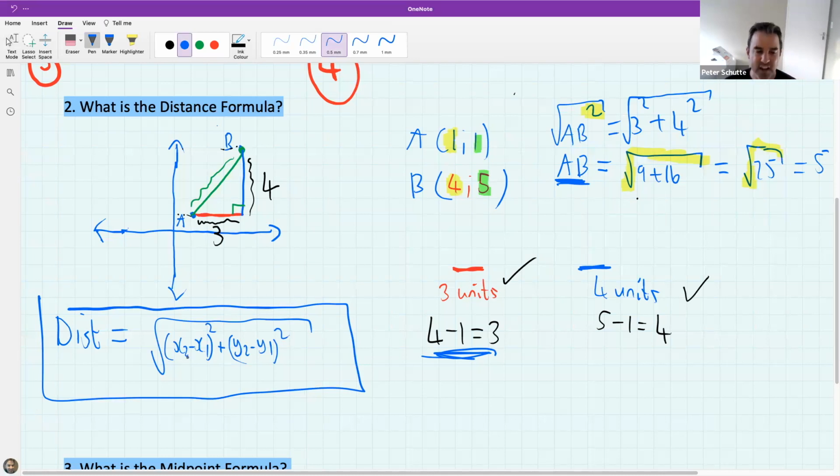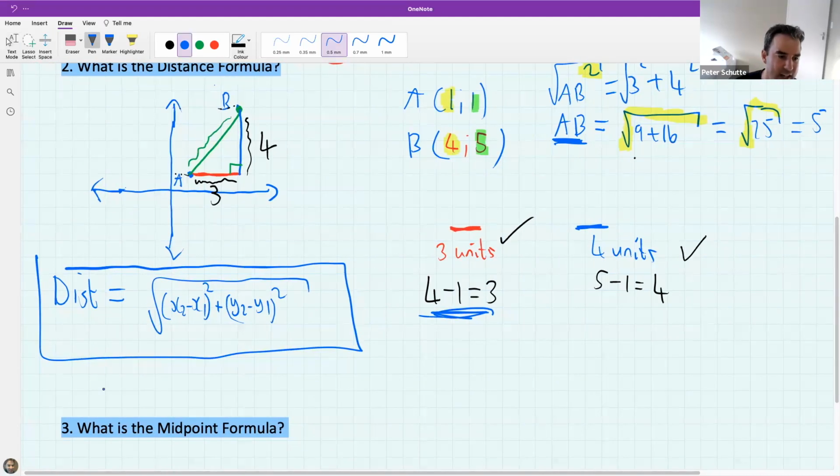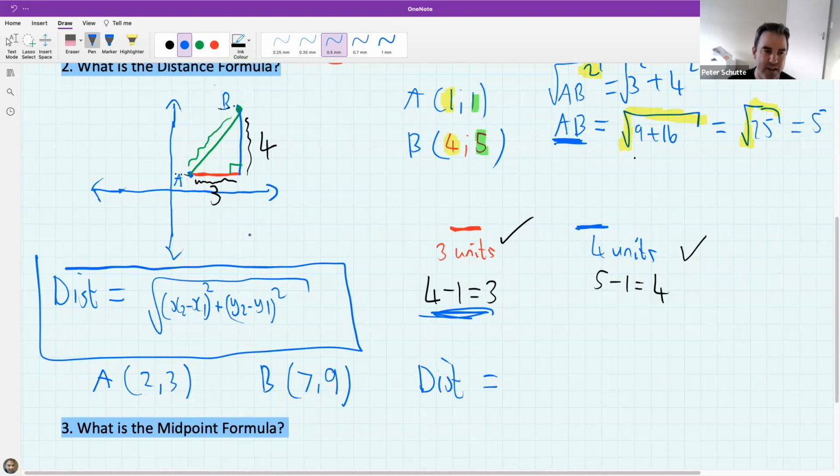And all it says is you need to find the difference between your x coordinates and square them. Then add the difference between your y coordinates and square them, and then square root them. So we need to practice this. So I'm going to give you 2 new points. I'm going to give you A being 2, 3, and B being 7, 9. Find me the distance between these 2 points, and you have to use this formula that I've just given you.